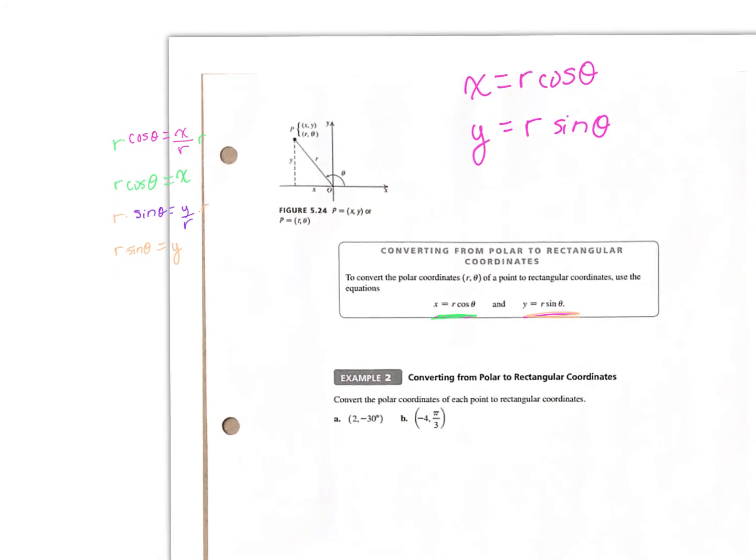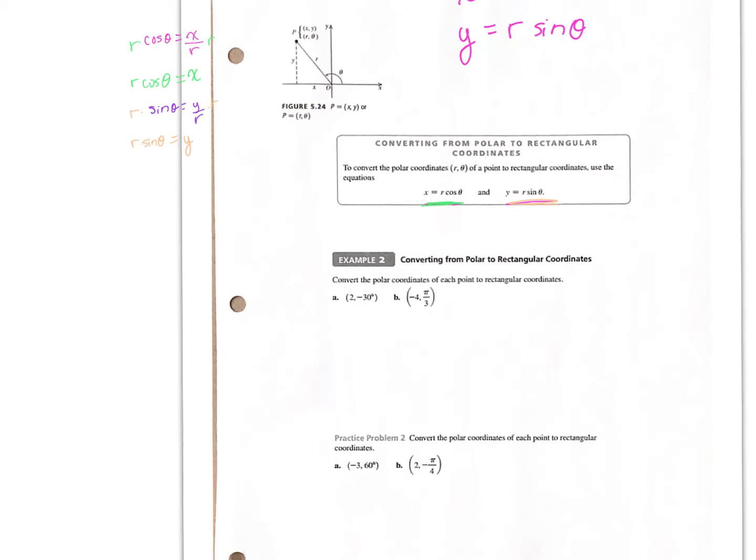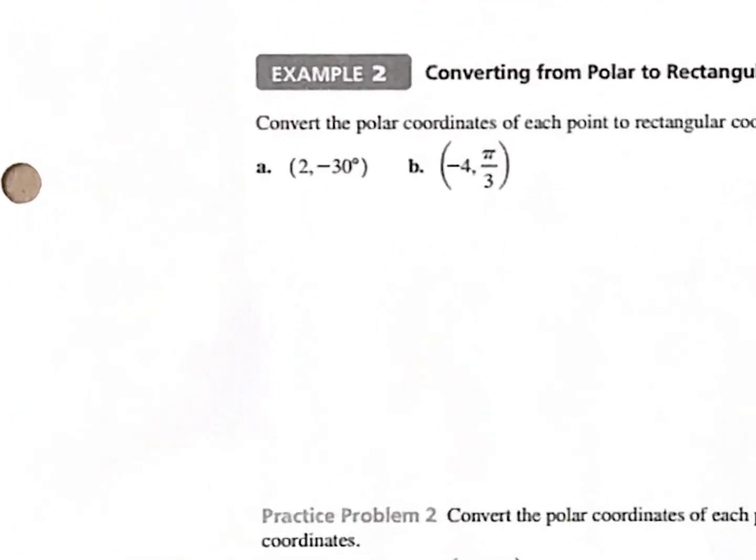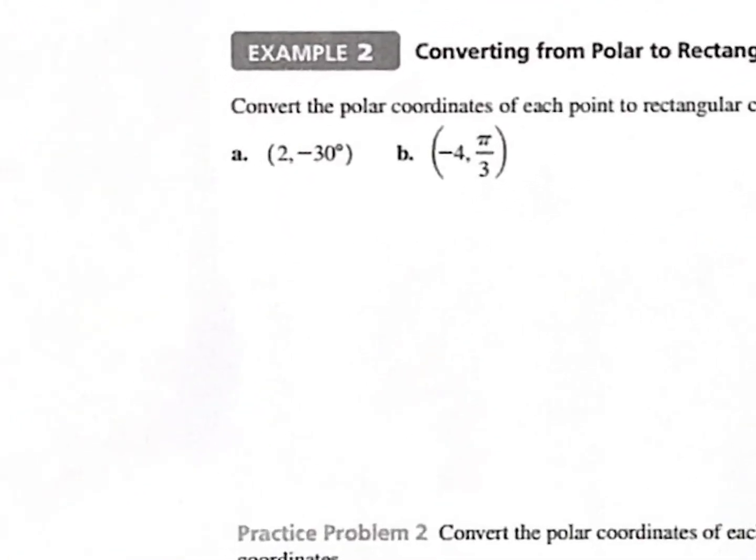Okay, so look at how this is going to work. We're given these two points. We're given 2, negative 30 degrees. So to figure out how we can rewrite this using rectangular coordinates, we're just going to plug in and say x is equal to r times the cosine of theta, and y is equal to r times the sine of theta. So we're given that r is 2, and we're going to take the cosine of negative 30 degrees.